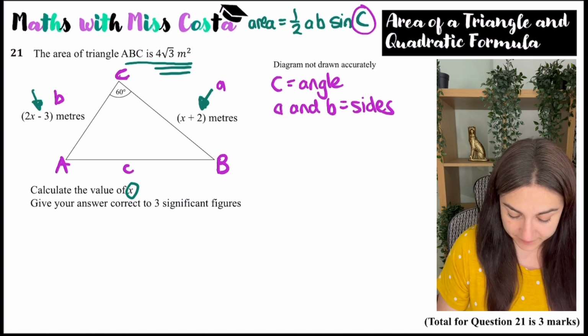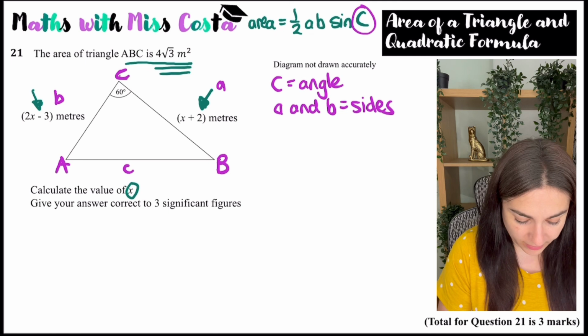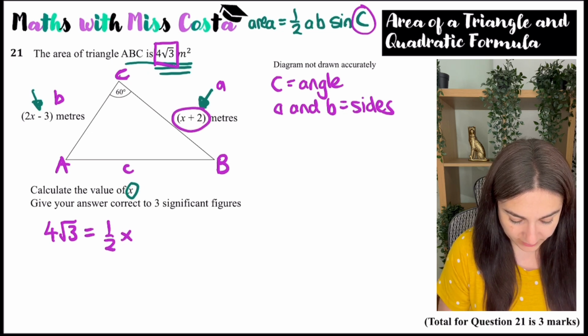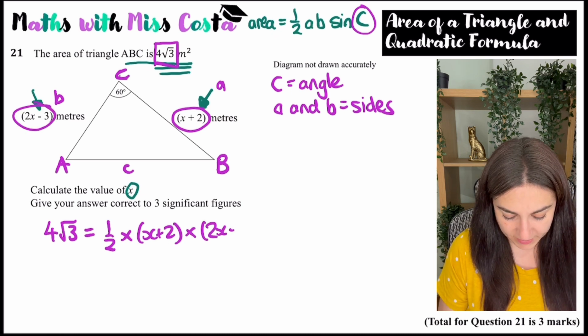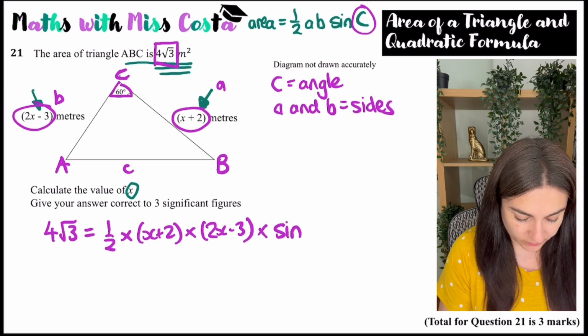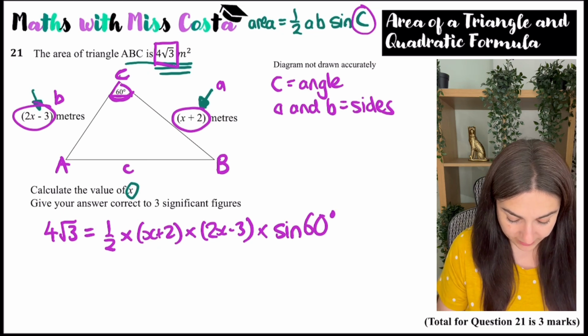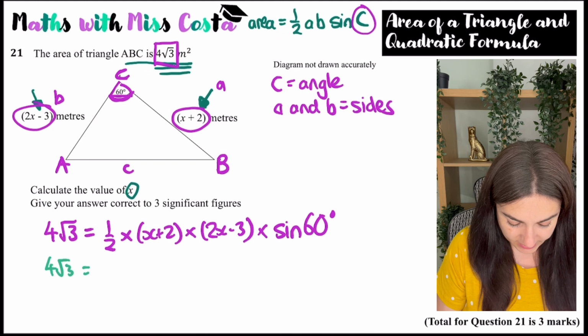So now I've labelled it, I can substitute into my formula. I know that the area is 4 root 3, so I'm going to say 4 root 3 must equal a half times A, which is this, x plus 2, times B, which is this, 2x minus 3, times sine C. And sine C, well, angle C, is 60 degrees. So what can I do? Well, I can simplify first. So I know that, let's rearrange it so it's all of the things that I can divide by.